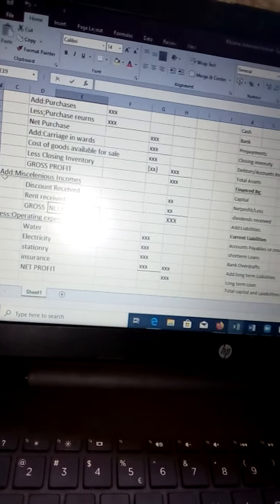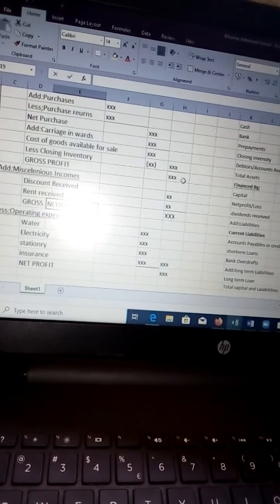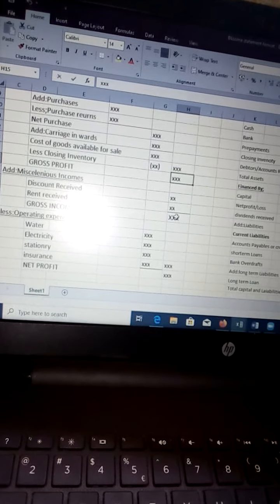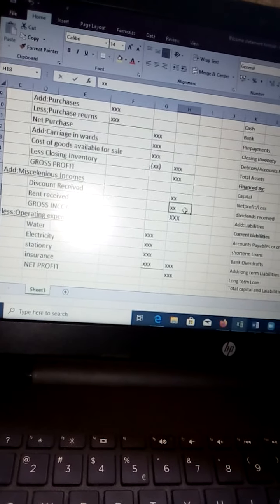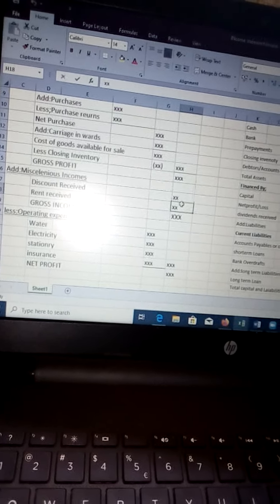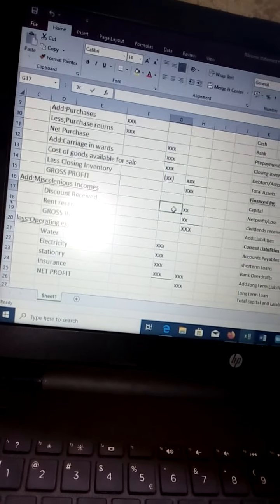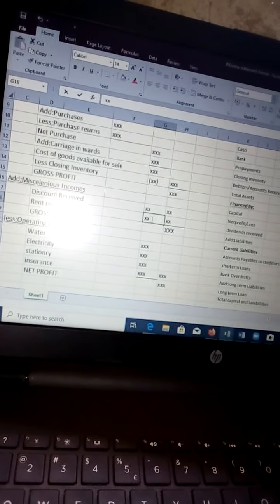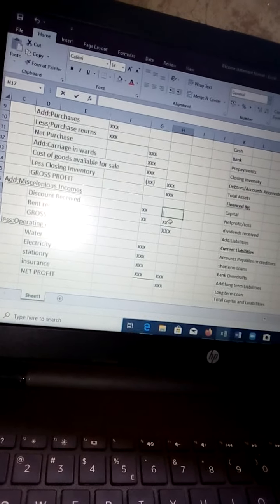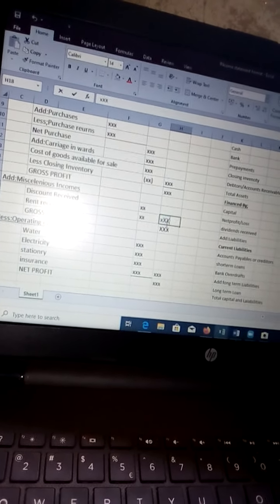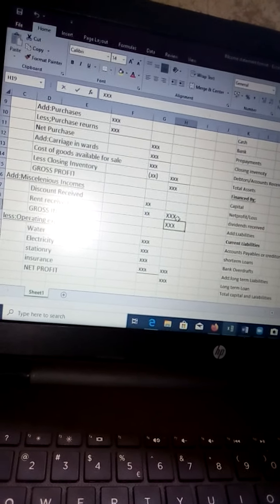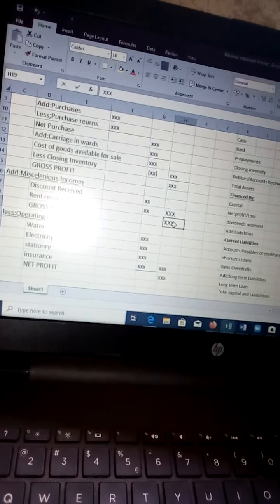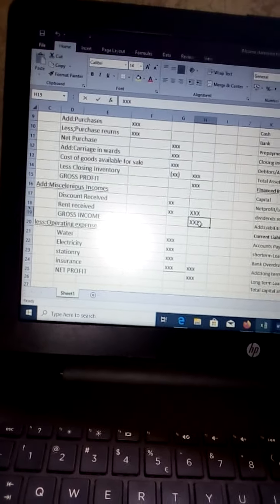So when we get the gross profit and add the miscellaneous income, actually, this miscellaneous income should be here. Gross profit, you add the miscellaneous income. Yes, gross profit plus the miscellaneous income. So this is our total miscellaneous income. Gross profit plus miscellaneous income gives us the gross income. So this is the total income.